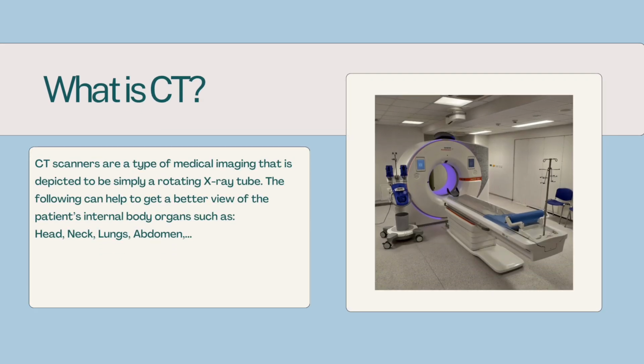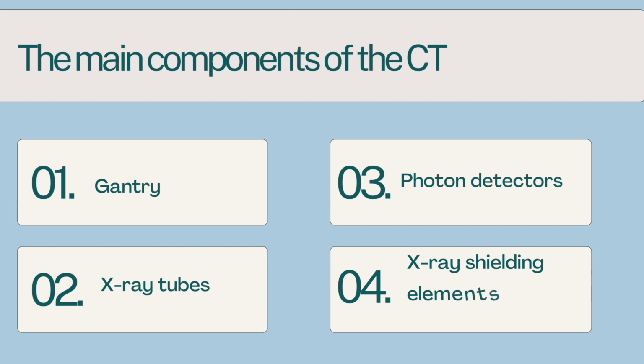What is CT? CT scanners are a type of medical imaging that is depicted to be simply a rotating X-ray tube. The following can help to get a better view of the patient's internal body organs such as head, neck, lungs, abdomen instead of bones, like X-rays. There are four main components of the CT, which are gantry, X-ray tubes, photon detectors, and finally X-ray shielding elements.